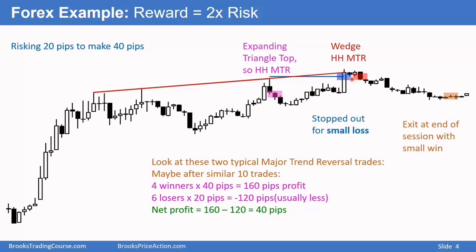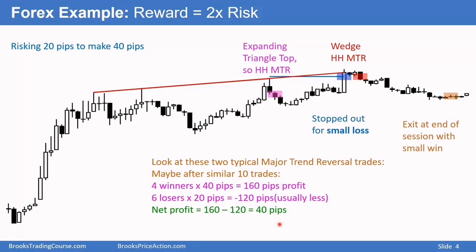If you took 10 comparable decent setups with decent signal bars, after 10 trades, you might have 4 winners that led to a swing trade, 40 pips. So 4 times 40, you'd have a total of 160 pips profit on your 4 winners. And your 6 losers, if you lost the full 20 pips, you'd lose a total of 120 pips. And your net for the 10 trades would be a 40 pip profit.